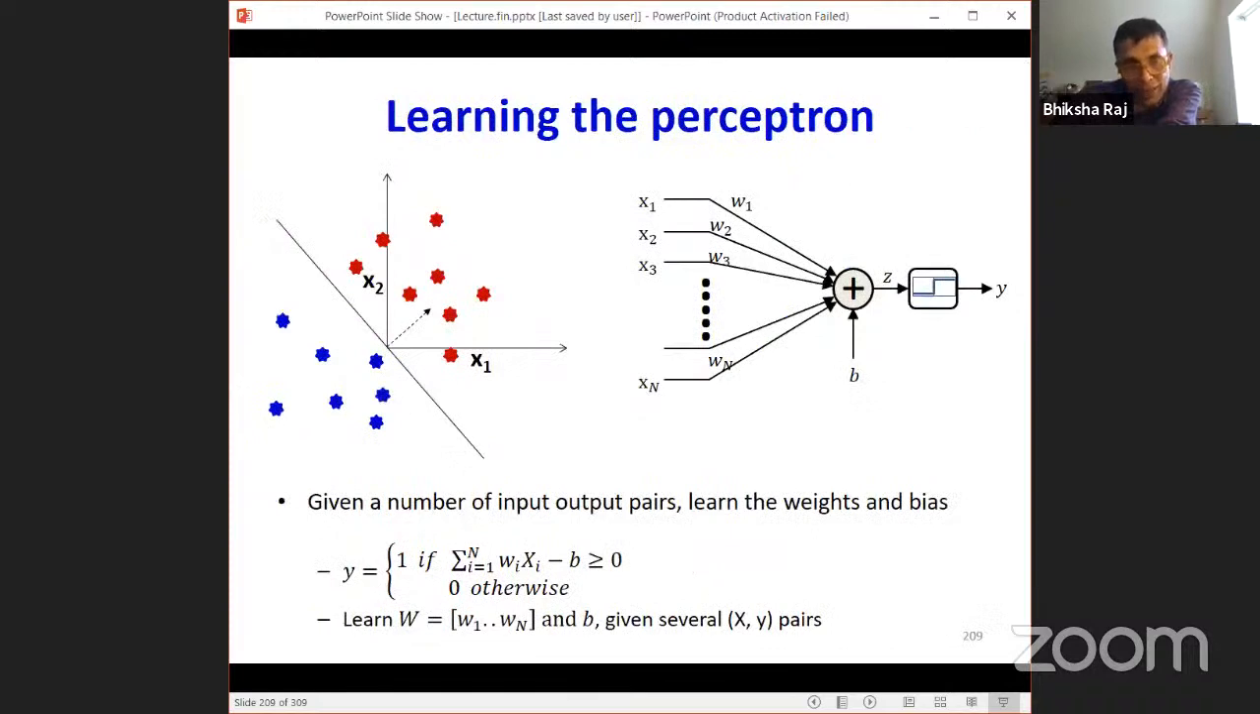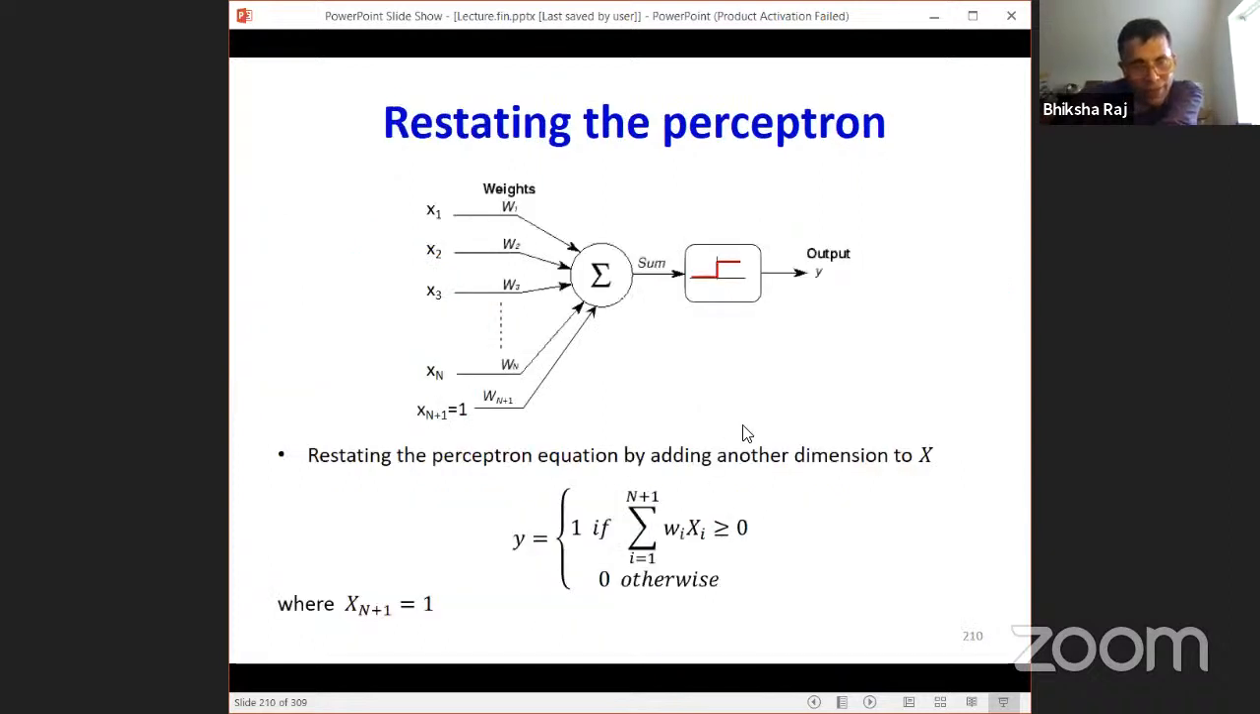How do we do this? Now, here's the function for our simple perceptron. It looks at a weighted sum of the input components, and compares it to a threshold. If it's greater than a threshold, it outputs 1, otherwise it outputs 0. Now, learning the perceptron is simply the same as learning these weights and the bias, this threshold value. So given just these training samples, we have to learn these weights and the threshold value, right?